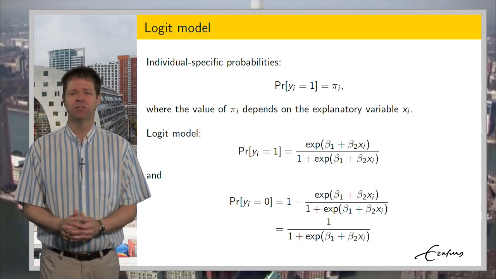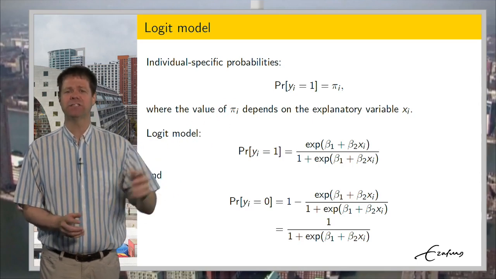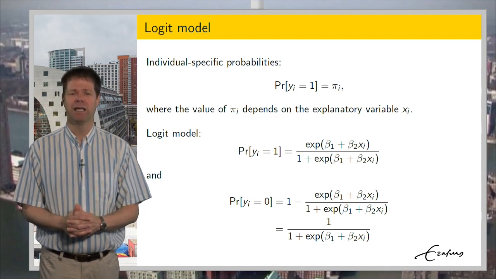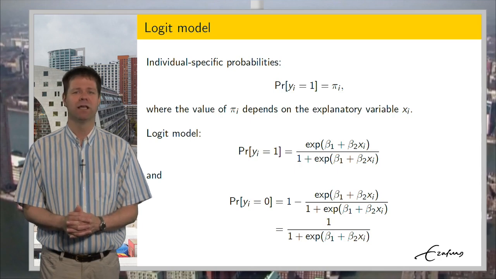To simplify the discussion, we first consider a situation with only one explanatory variable xi. As you can see on the slide, the logistic function implies that the probability pi subscript i is a ratio. The numerator is the exponent of a linear combination of a constant and an explanatory variable xi. The denominator is 1 plus the same exponent term. The beta 1 parameter is called the intercept parameter, and the beta 2 parameter describes the effect of x on y. The resulting model is called a logit model. It's straightforward to derive the probability that yi equals 0.